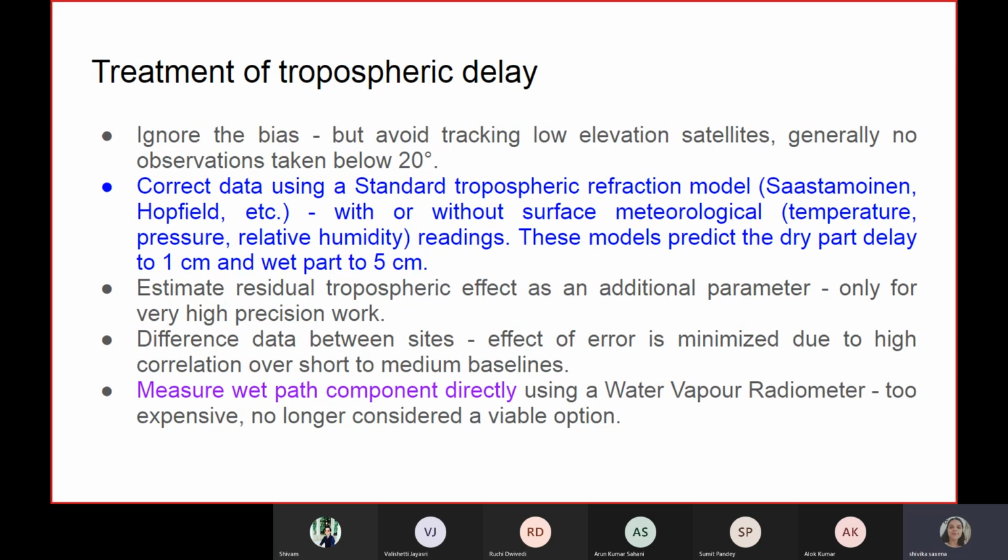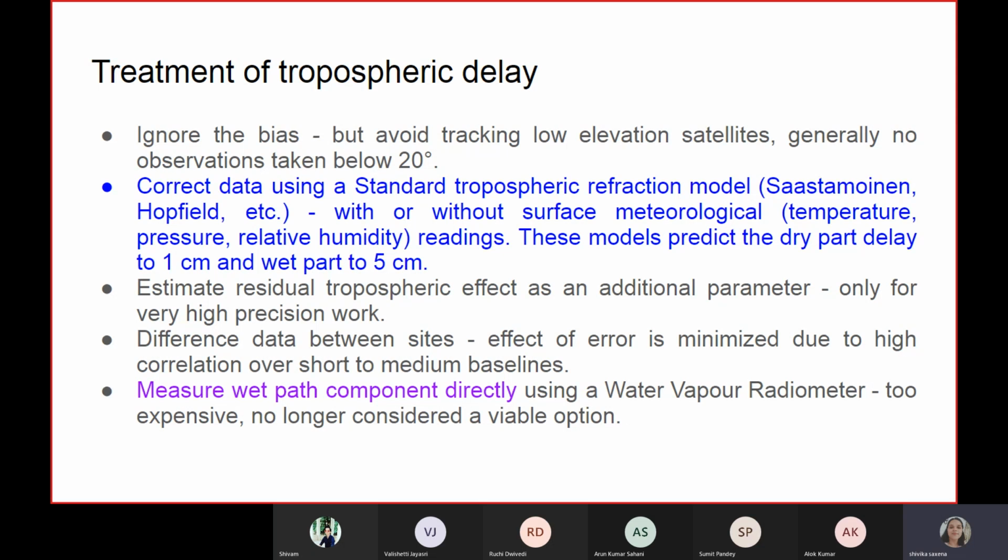Another way is to use an empirical model for total tropospheric delay. As we have seen, the dry part is modeled accurately while the wet part is not so much. You can see the error in the dry part through these models is as small as 1 centimeter, and the error in the wet part is 5 centimeters. It is larger. Generally these are not preferred to find the wet part of the delay.